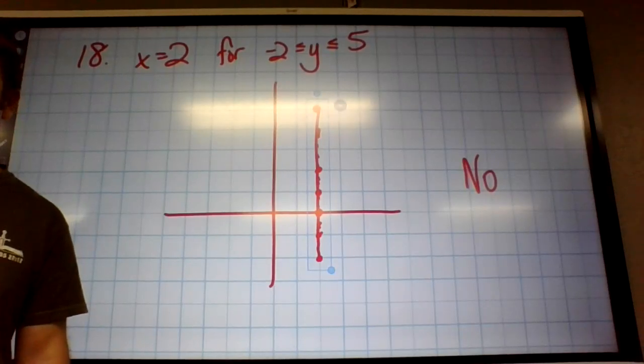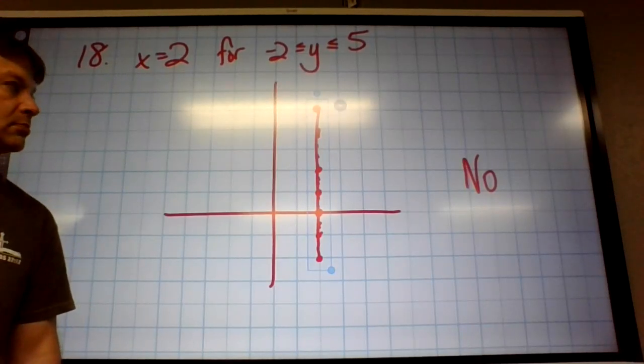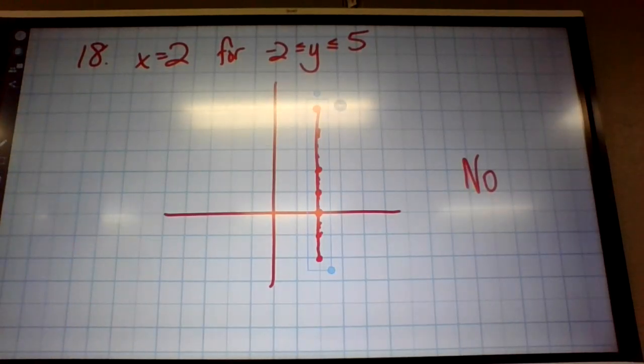Why does it go down so far? It's a negative 2, that's why.